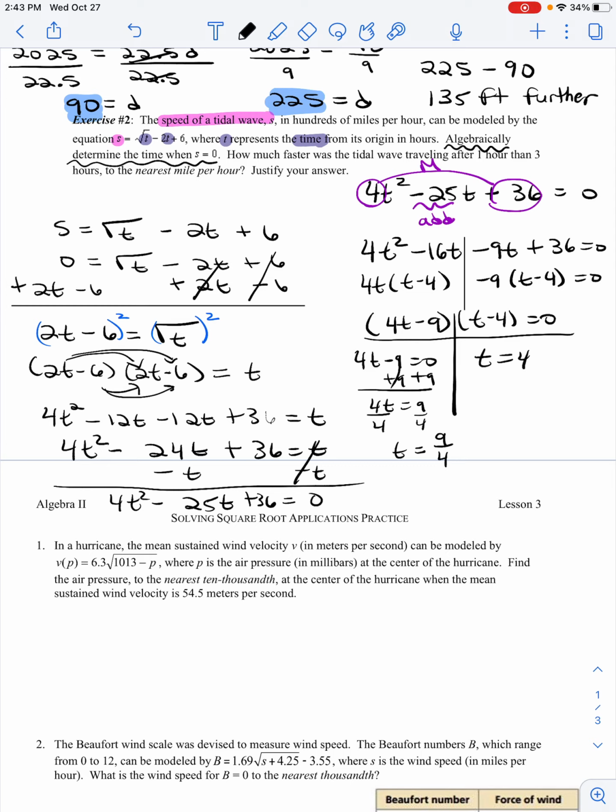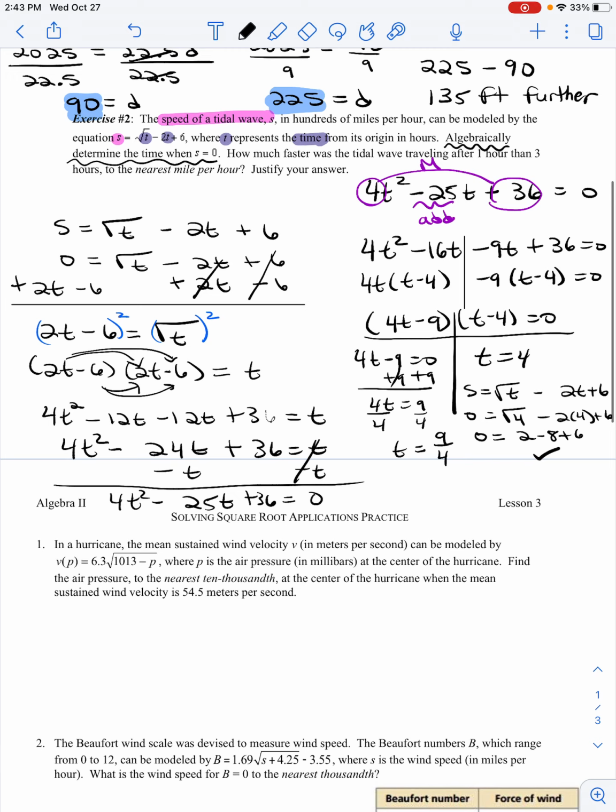Okay, so don't forget, you have to check your answers to radical equations. If you plugged 4 back into the original equation, it does check, but let me just show you. My original equation is s equals the square root of t minus 2t plus 6, and s is 0. So if I plug in 4 for t, I would get 0 equals 2 minus 8 plus 6, so that's good.